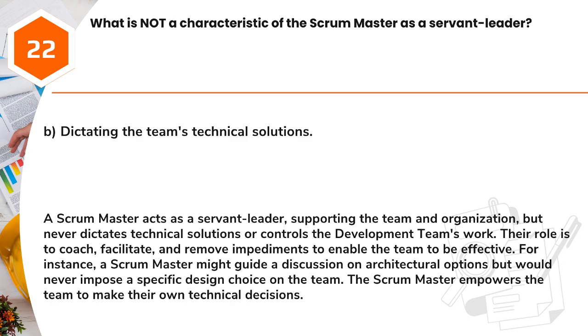Answer: B. Dictating the team's technical solutions. A Scrum Master acts as a servant leader, supporting the team and organization, but never dictates technical solutions or controls the development team's work. Their role is to coach, facilitate, and remove impediments to enable the team to be effective. For instance, a Scrum Master might guide a discussion on architectural options but would never impose a specific design choice on the team. The Scrum Master empowers the team to make their own technical decisions.